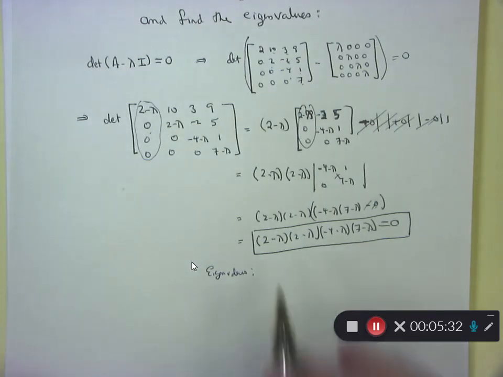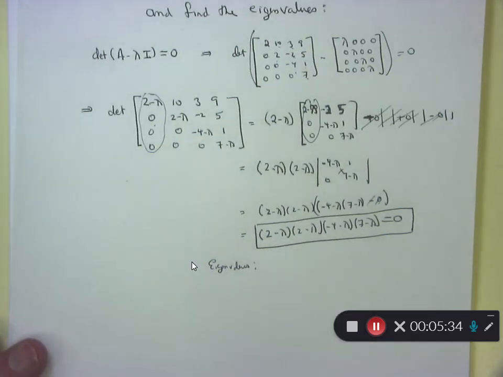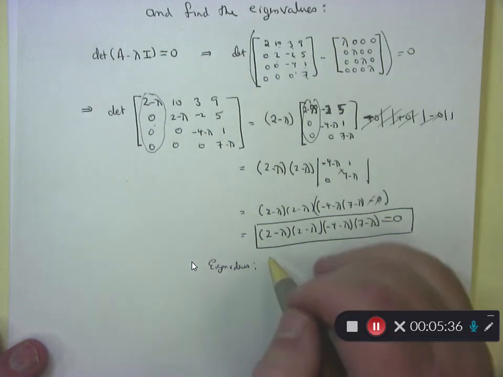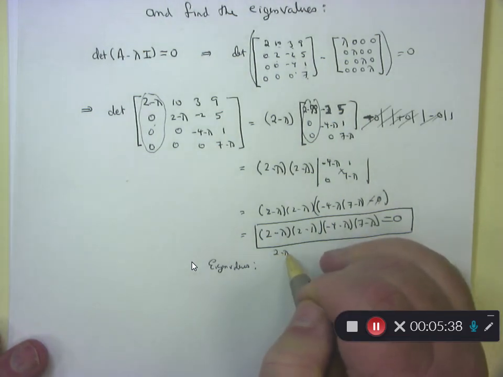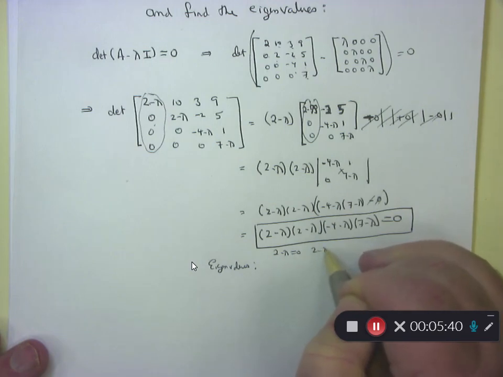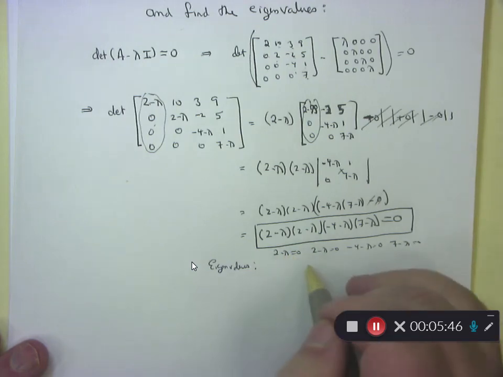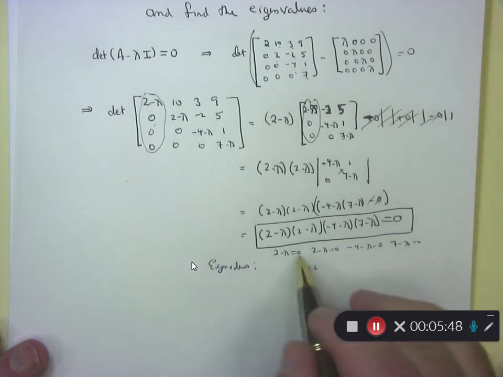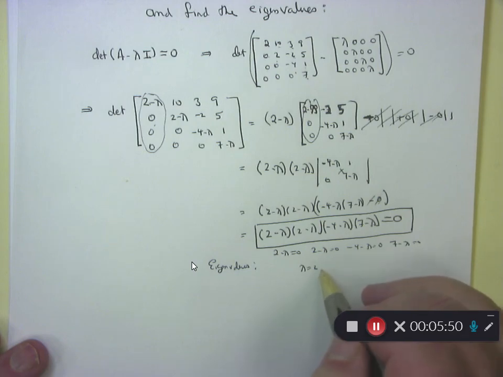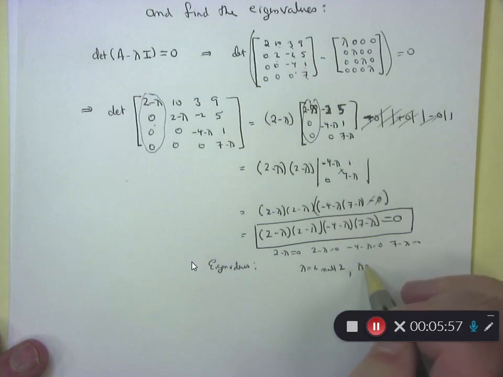Well, it's already factored. So you just set each factor equal to 0. So this would be 2 minus lambda equals 0, 2 minus lambda equals 0, negative 4 minus lambda equals 0, and 7 minus lambda equals 0. Solving for lambda, I get lambda equal 2, and I get lambda equal 2 twice, so that has a multiplicity of 2. Solving for lambda, add lambda to both sides, so lambda equals negative 4, add lambda, and lambda equals 7.